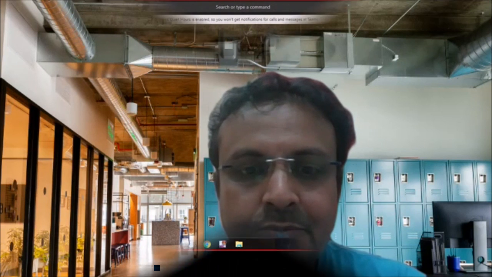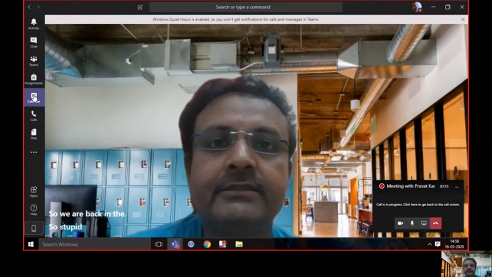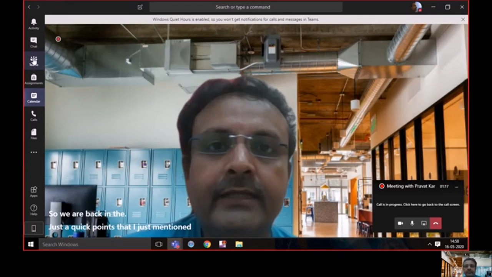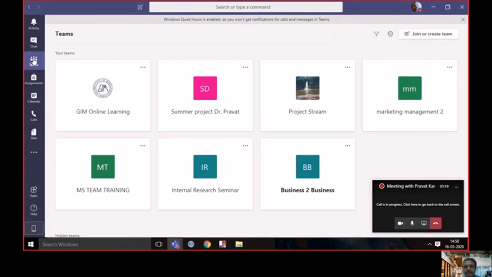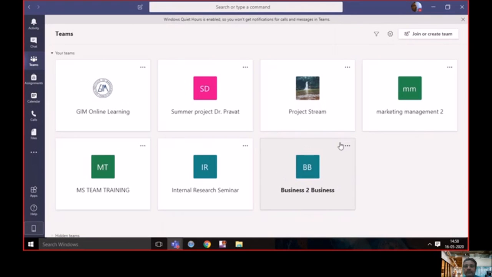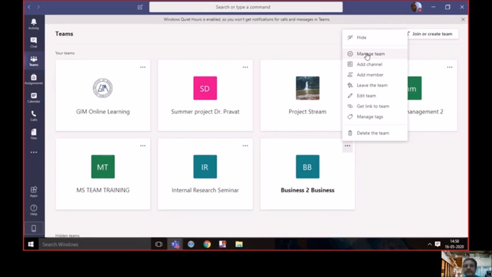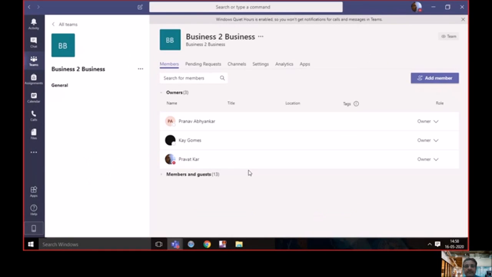So first thing that I'll do is I'll draw your attention to those two quick points that I just mentioned. I'll quickly take you to the teams that I have got here. These are the teams that I'm part of, and one among them happens to be a classroom. When you create teams, you've got various options. With a classroom option, you get certain additional management rights as a professor. So you'll have owners who are like teachers or co-teachers, and then there are the members, the students.